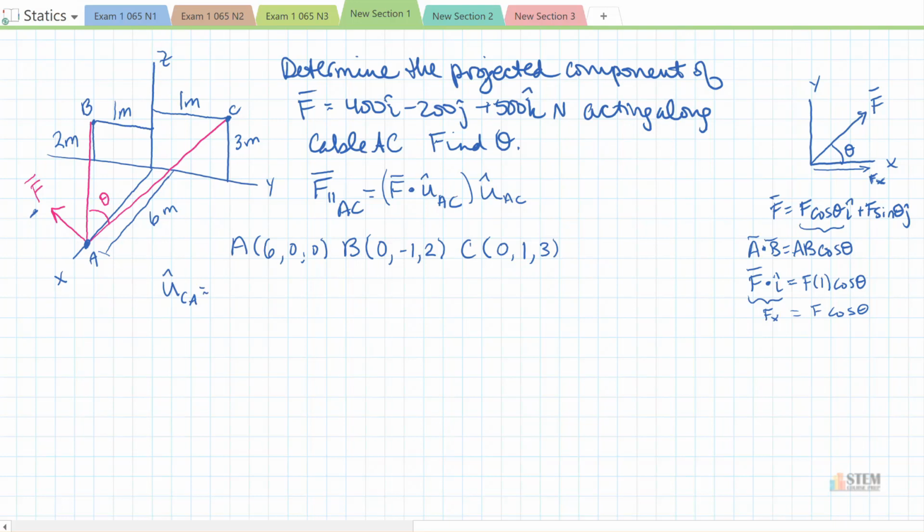All right, now on this one we don't have an obvious direction to choose, right? I don't have an arrow shown, I just have a cable. So on this one, just choose a direction, okay? Doesn't matter which one, just keep in mind which one you chose. So I'm going to say that we're going towards C. All right, so I'm going to do RC minus RA, and then we're going to put that over the magnitude of RC minus RA.